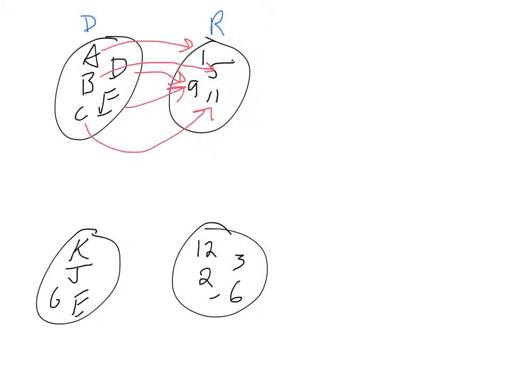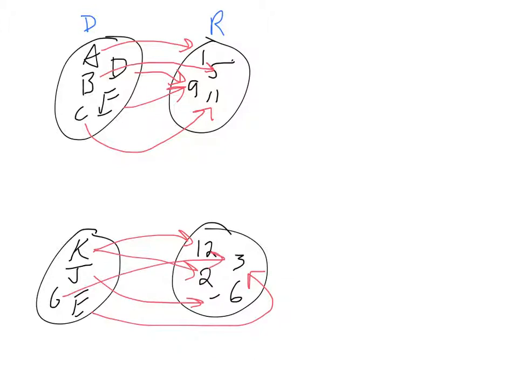Right, and let's say that the K corresponds to 12. 2. J goes to negative 6. E goes to 3. And G goes to 3.